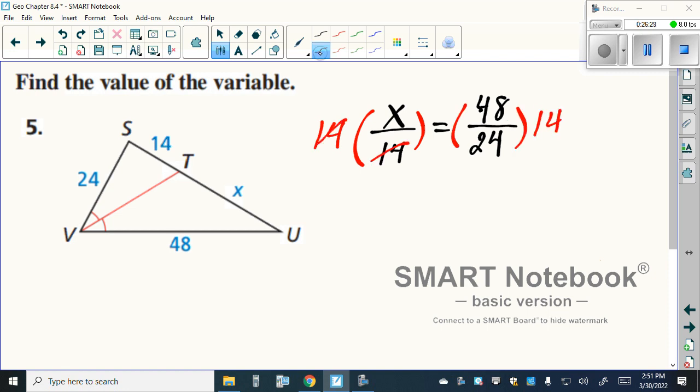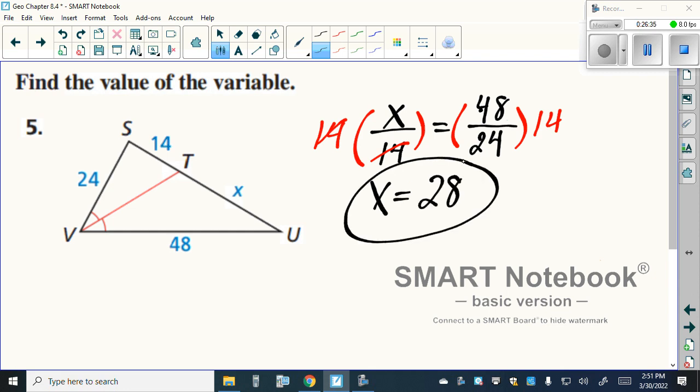These will cancel, telling us x is... Did you switch the 24 and 48? Yes, and I think it gave you a different answer. So that's a good thing to look at.